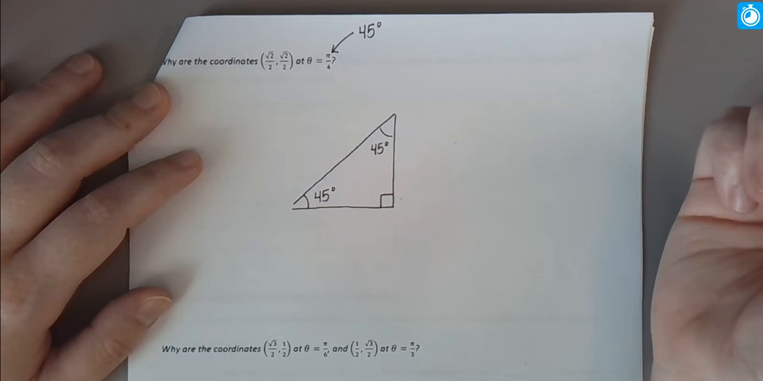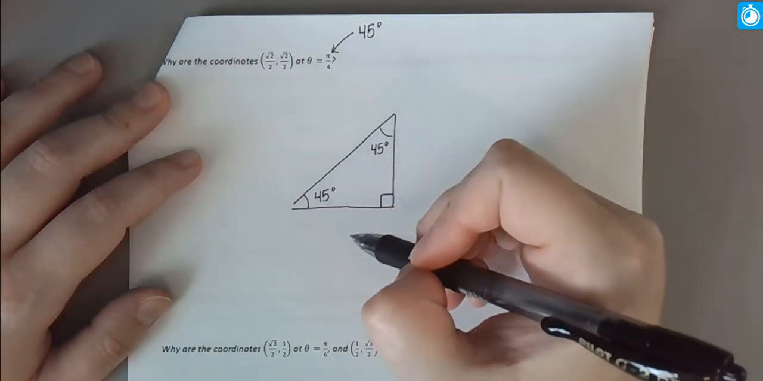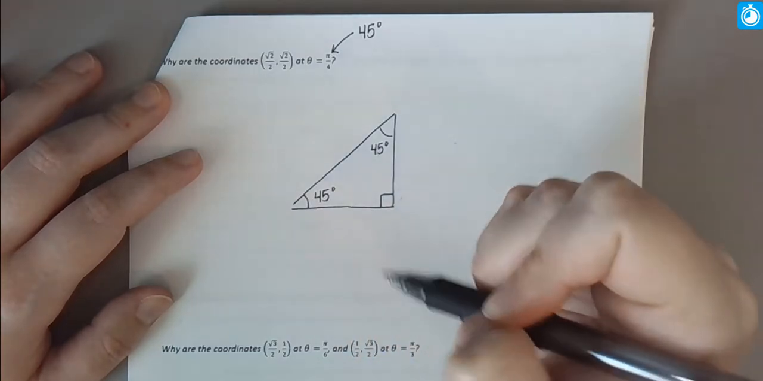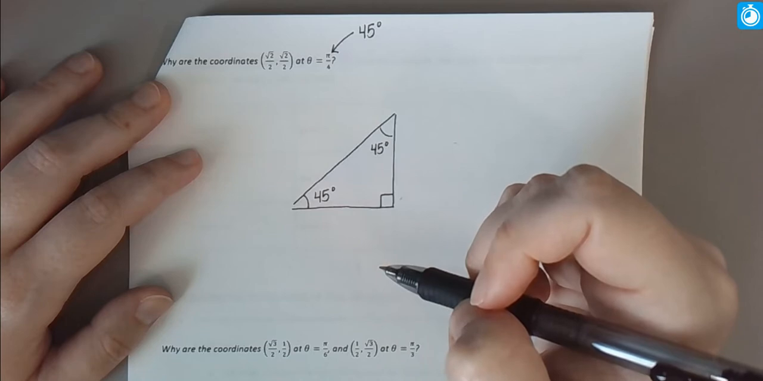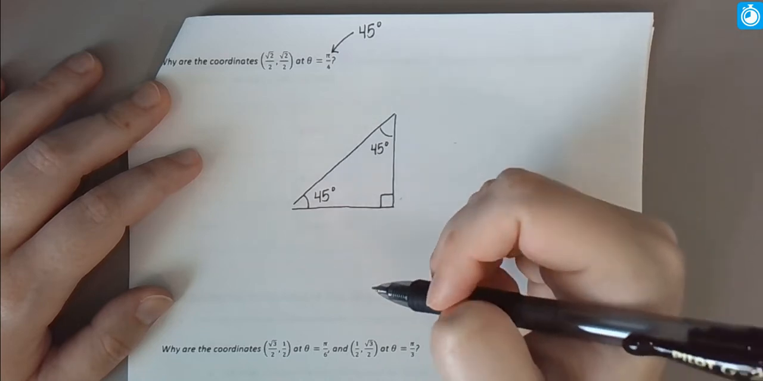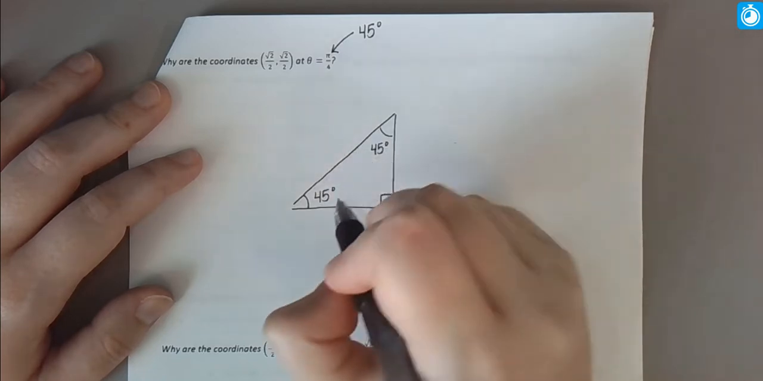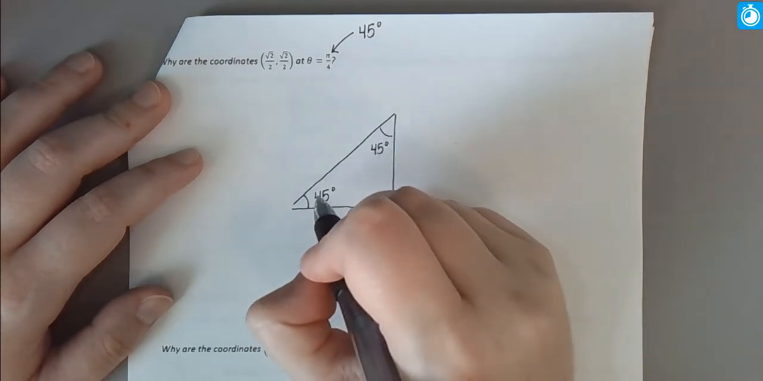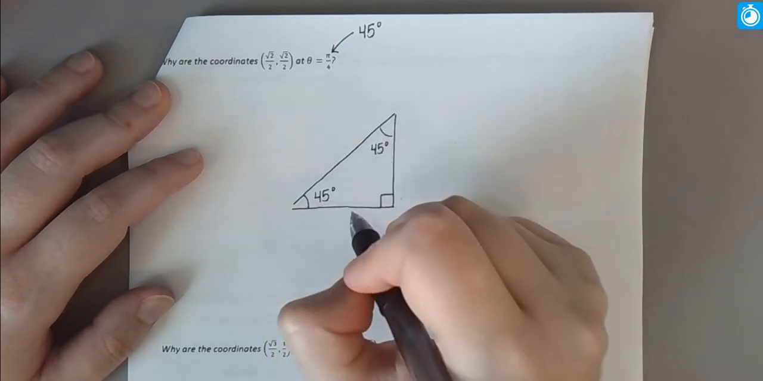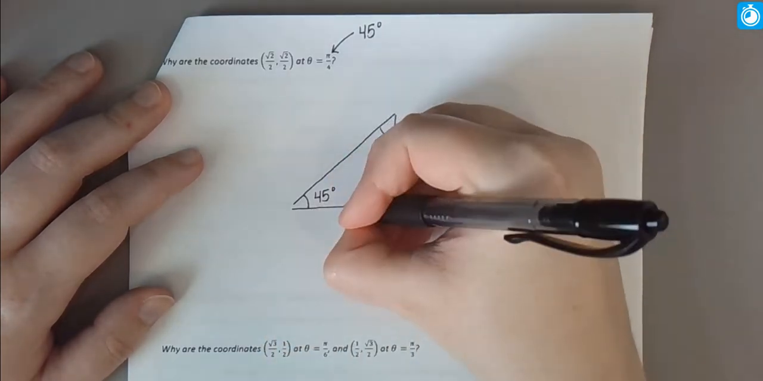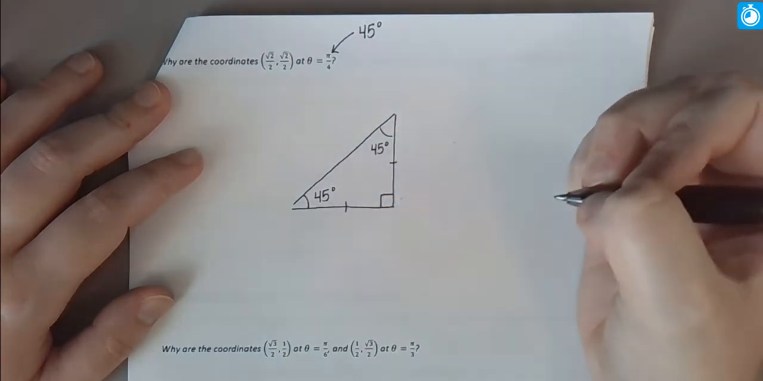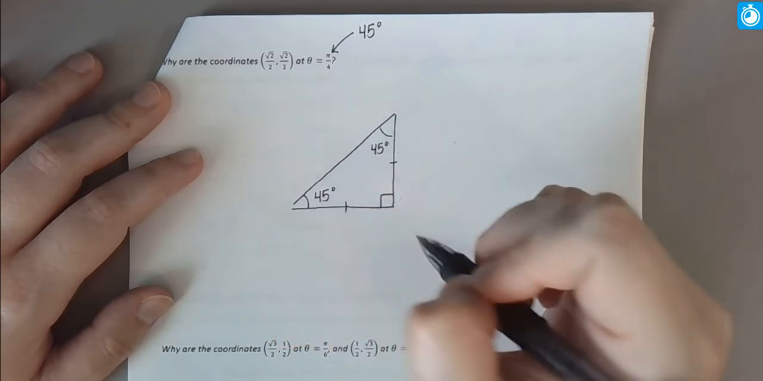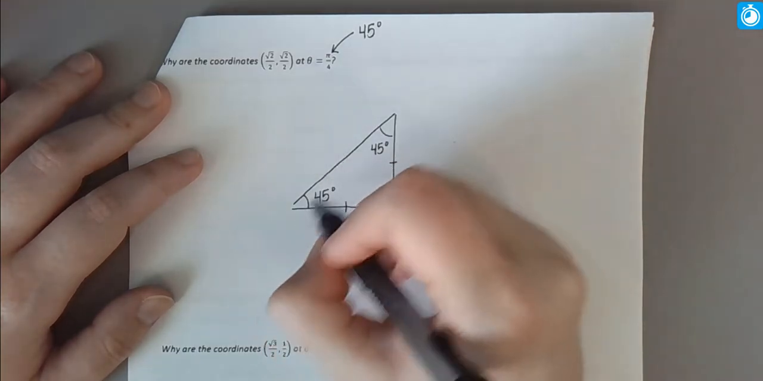Okay, if that's a 45-degree angle, and this is a 45-degree angle, the one we originally labeled, what do we know about this triangle? It's a special kind of triangle that we call an isosceles triangle, where two of the side lengths are the same. Because these two angle measures are the same, the lengths of their opposite sides have to be the same as well. We can label that using tick mark notation. And what do we know about the hypotenuse?